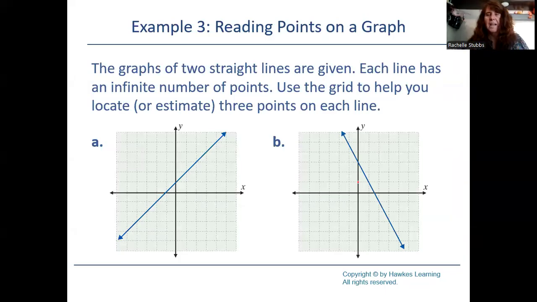So here are two graphs. They are straight lines, so we're just going to look at the picture. And if you notice, I could probably put along this line a whole bunch of little points. In fact, I could put infinitely many points along this line. But we're going to look for just 3 points. And the way you can do that is to just count over 1, up 1, or actually over 1, up 2. There's a point.